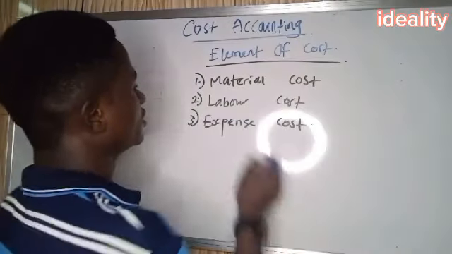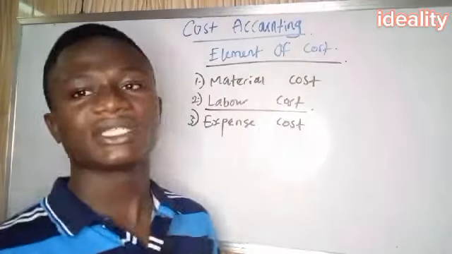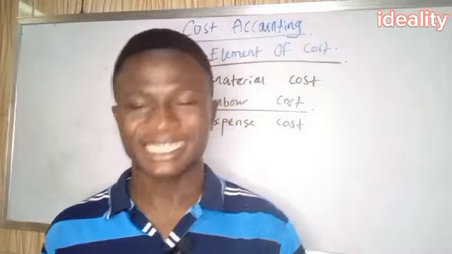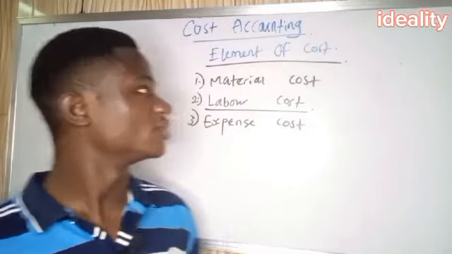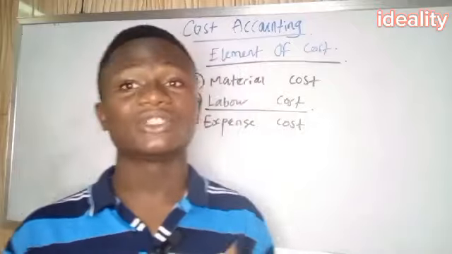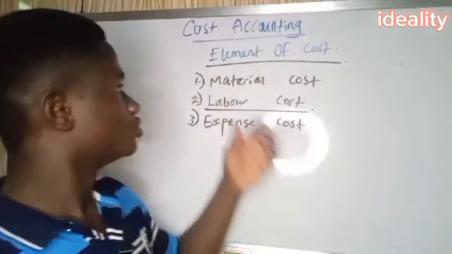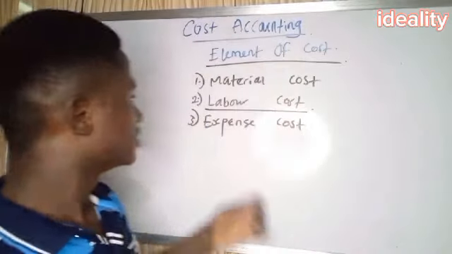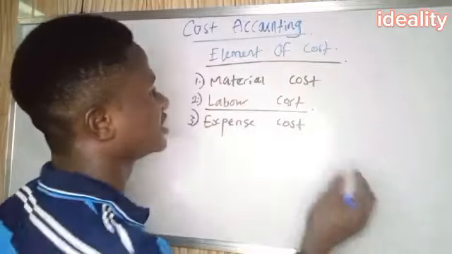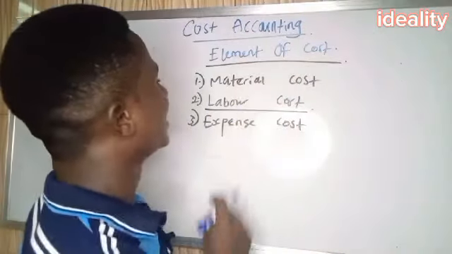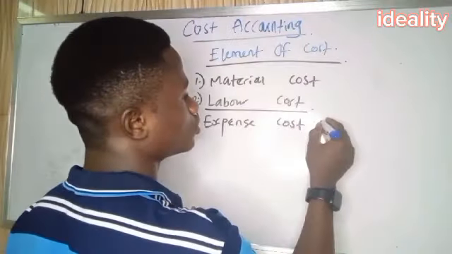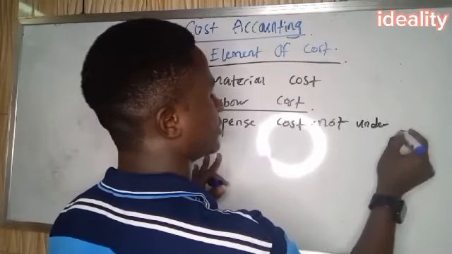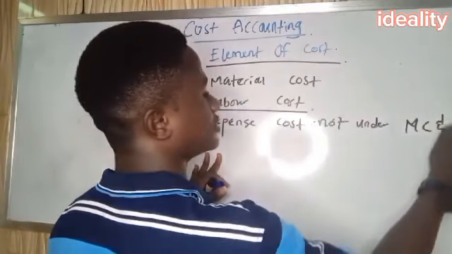Another one is the labor cost. Labor cost is simply the remuneration or salaries paid to workers. It is also a subdivided part of what made up the cost. When you are calculating the cost of a business organization, you calculate the cost of their raw materials and the amount they pay the laborers. The expense cost is any cost that is not under material cost and labor cost.